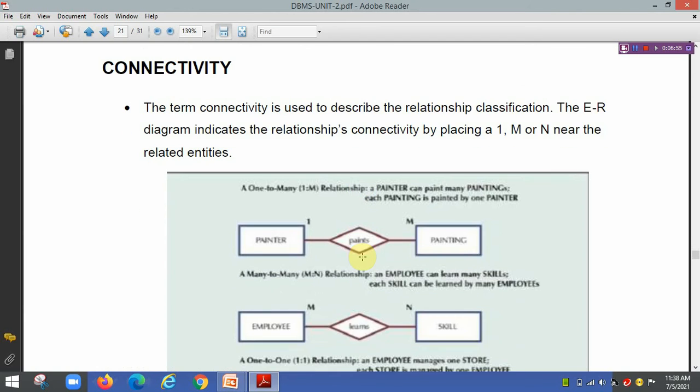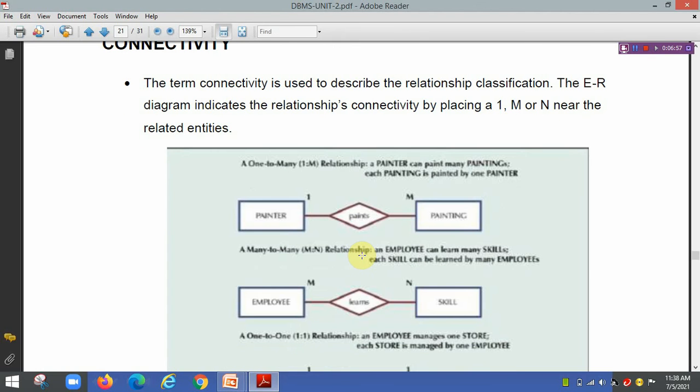Next is connectivity. The term connectivity is used to describe the relationship classification. Connectivity always describes the relationship classification: which type of relationship is created? The ER diagram indicates the relationship connectivity by placing a 1, M or N near the related entities. So in the ER diagram, the relationship connectivity always indicates which type of relationship it is.